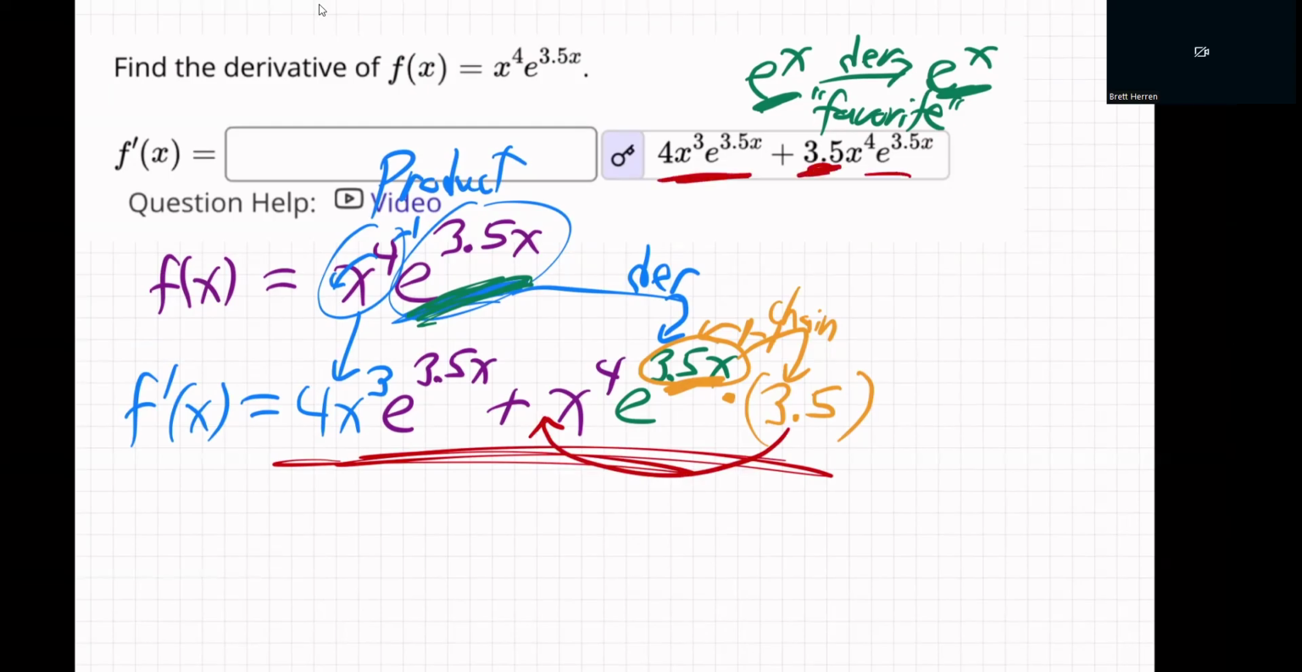Why can't we add these together? Well, because they're unlike terms. This is 4x to the third e to the 3.5x. This is 3.5 x to the fourth e to the 3.5x. They're a little different. They're unlike terms. You can't add them. They need to stay separate. And that's just it right there.